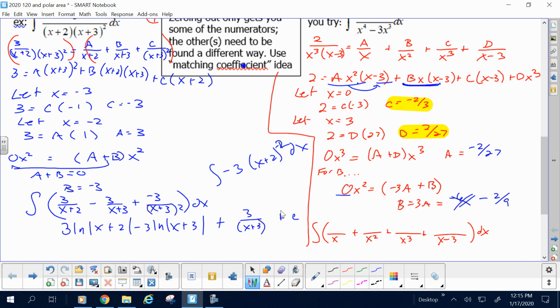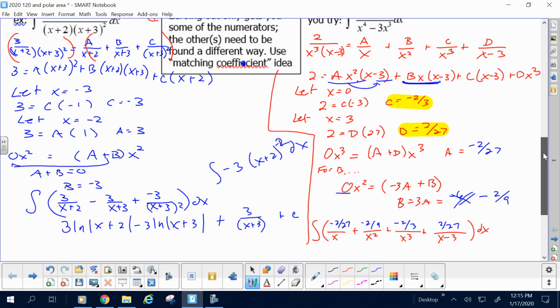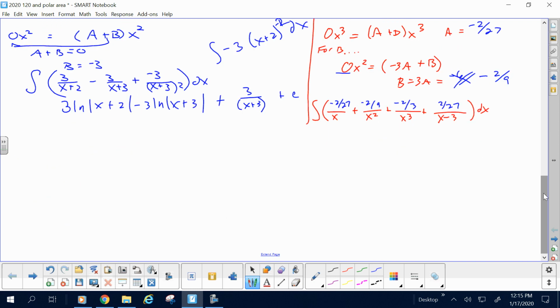We cool? All right. So rewriting my integral then, a over x becomes negative 2/27 over x. B over x squared is negative 2/9 over x squared. C over x cubed is negative 2/3 over x cubed. And D is 2/27. Cool. Last but not least, integrating. What's the antiderivative of negative 2/27 over x? Negative 2/27 is natural log of absolute value of x.